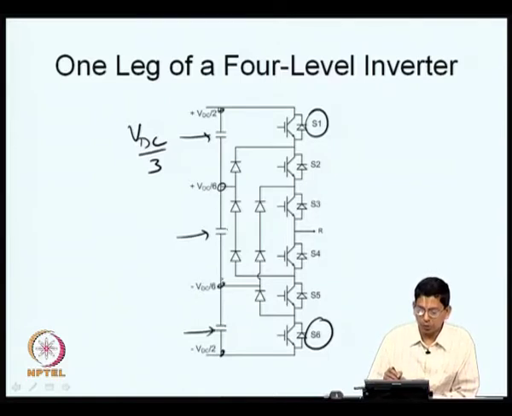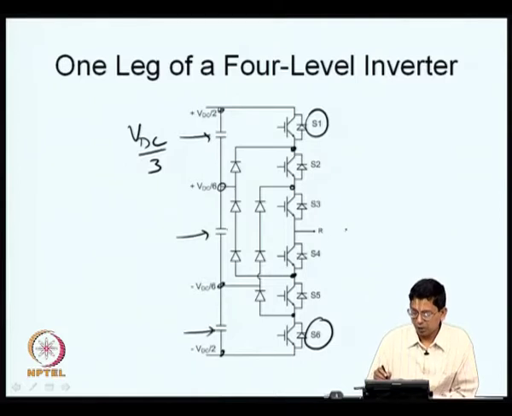So, the middle 2 points, particularly plus VDC by 6 and minus VDC by 6, are connected through a set of diodes to these intermediate points, and then through the other transistor or the diode they can conduct to R, for example. So, you have a single pole 4 throw switch realized here.